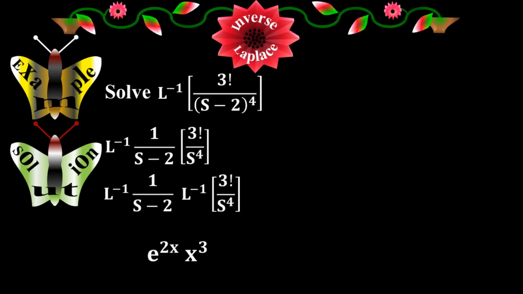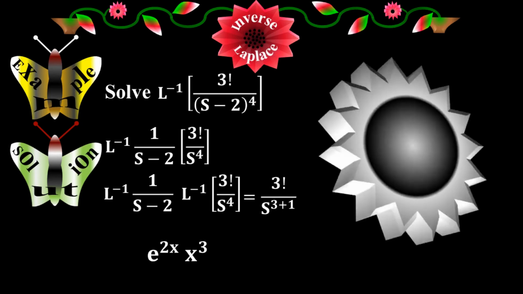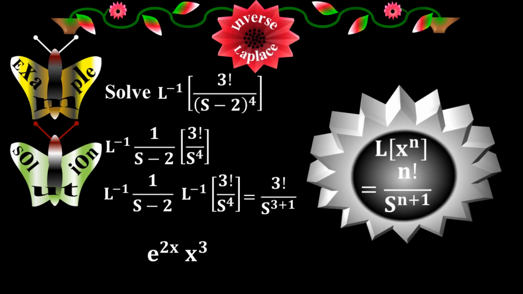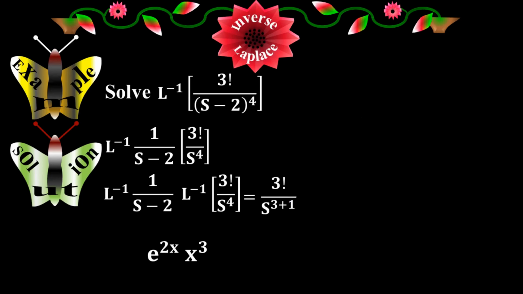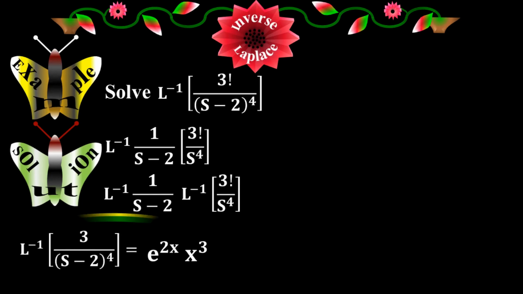3 factorial over s to the 4 is actually 3 factorial over s to the 3 plus 1. If I apply the first elementary condition here, which is Laplace of x to the n equals n factorial over s to the n plus 1, where n is 3 here. So that's how I got 3 factorial over s to the 4. This is my final answer.